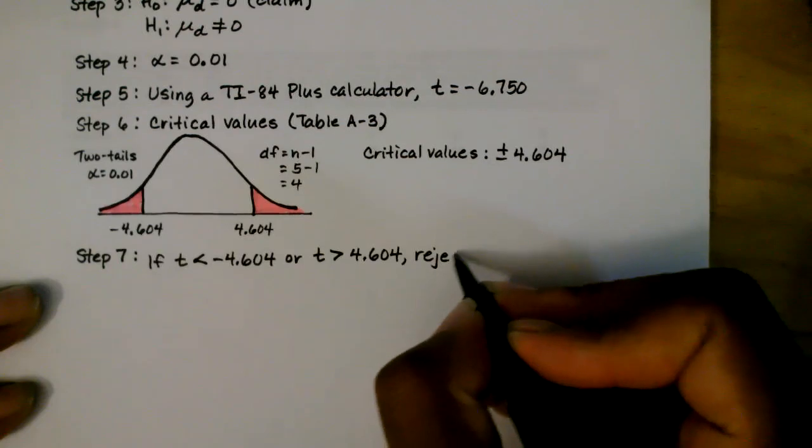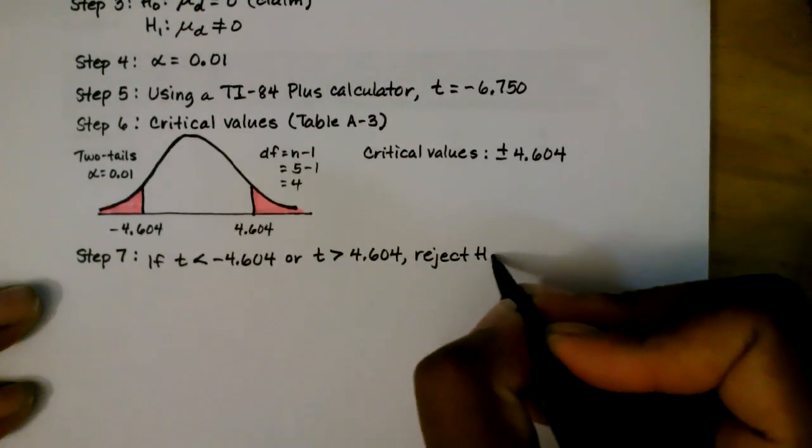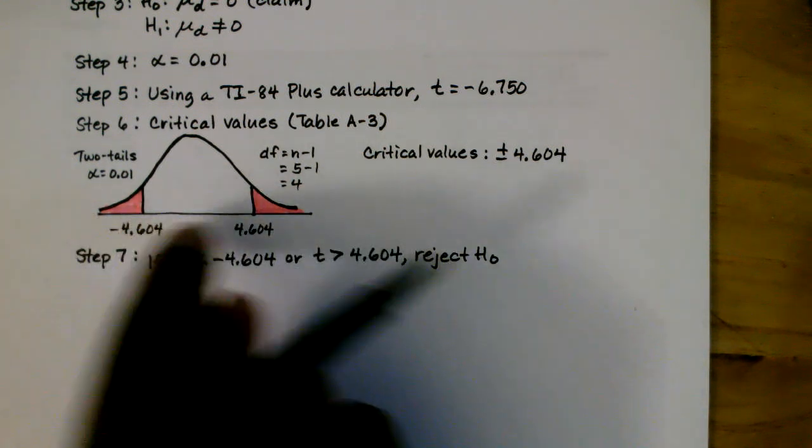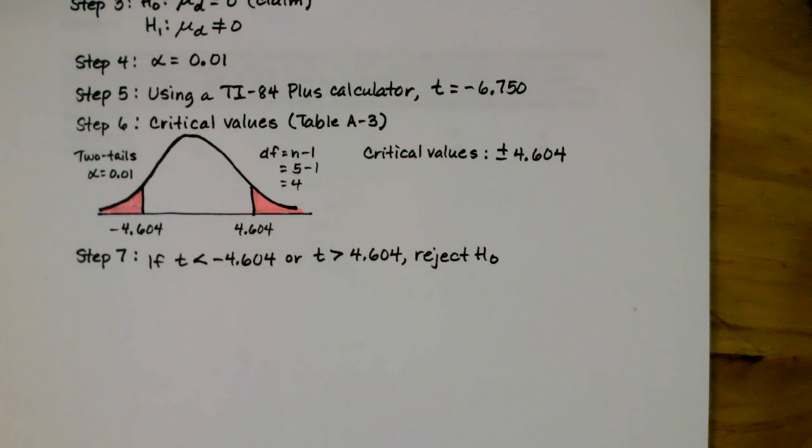You would reject the null hypothesis. So that test statistic must fall within one of these 2 shaded regions here, which is my critical region, to reject the null hypothesis.